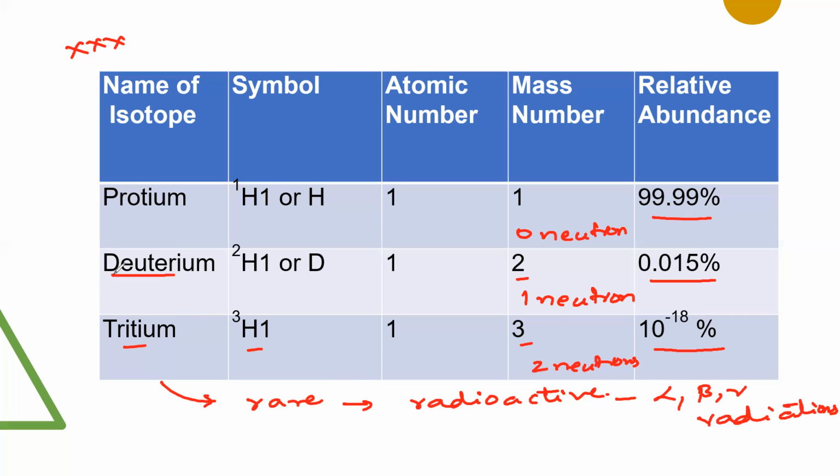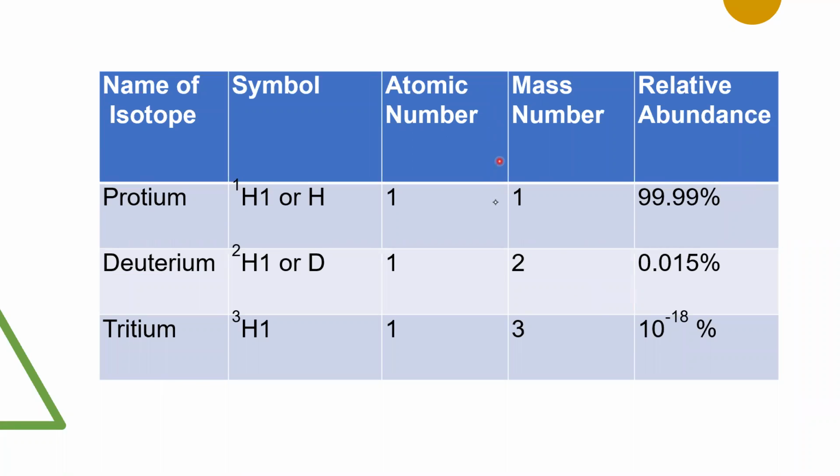So deuterium is the heavier isotope of hydrogen. Tritium is the radioactive isotope of hydrogen, and protium is normal hydrogen. It is 99.9% abundance. So in the whole universe, hydrogen is the most abundant element because all the stars, comets, meteors, all the heavenly bodies are made up of hydrogen only. That's why it is considered the most abundant element in the universe, not on the Earth's crust. In the Earth's crust, it is in third position.